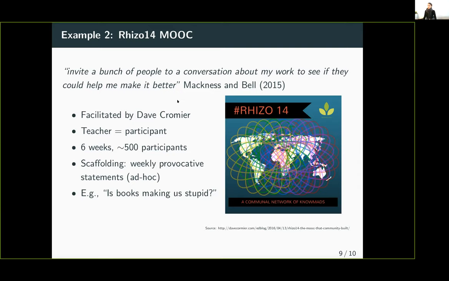There were about 500 participants and only very rough scaffolding. So every week was kind of centered around a provocative statement, and the statement was developed ad hoc as they went along. An example statement is, are books making us stupid? And then there was a week of pretty unstructured discussions around that.